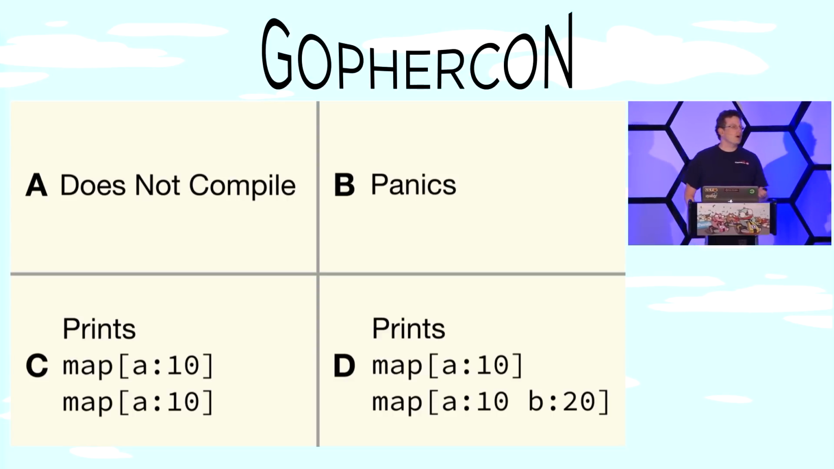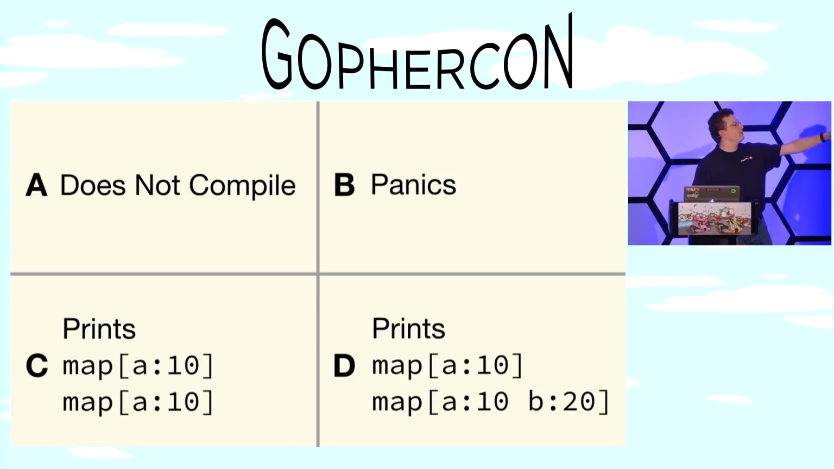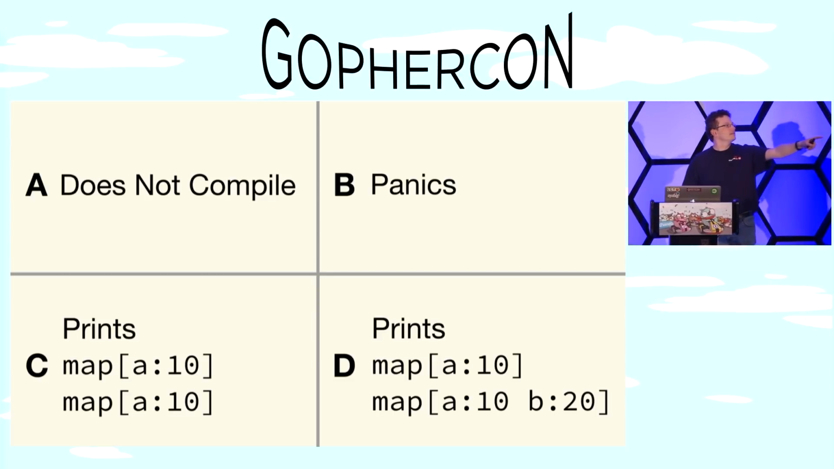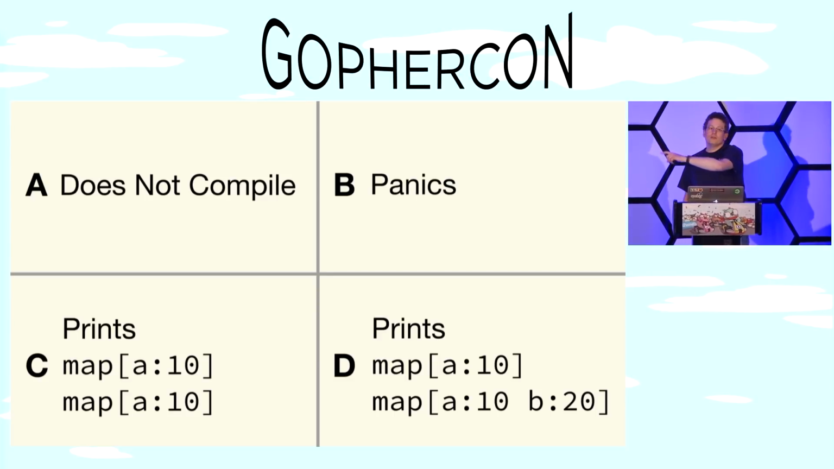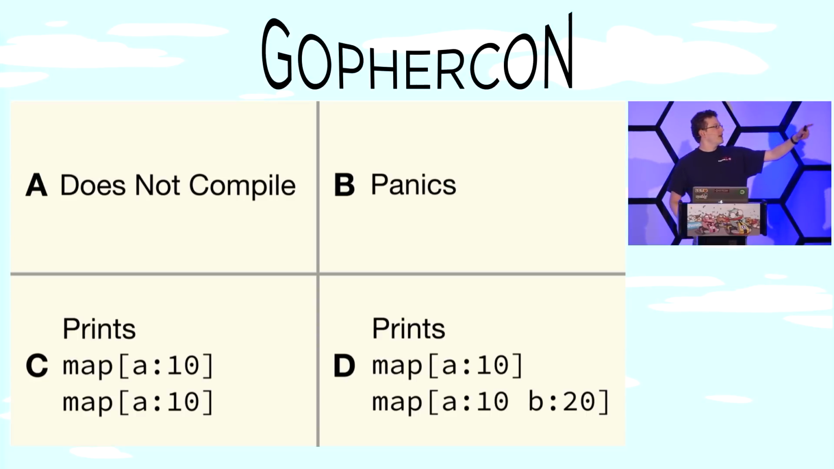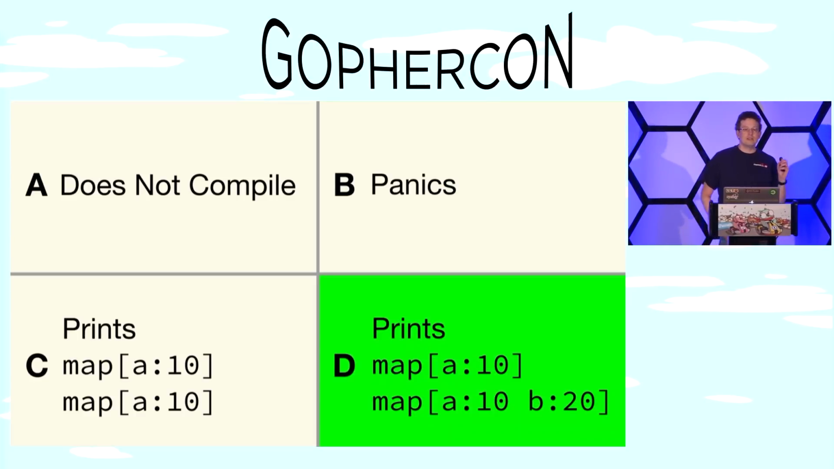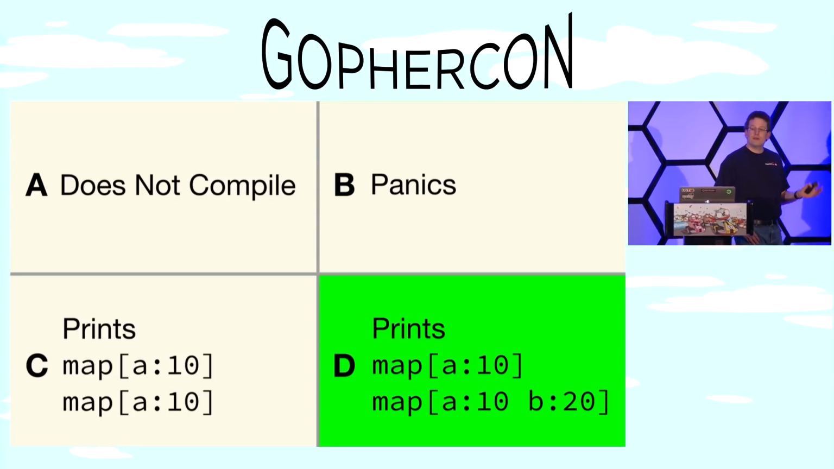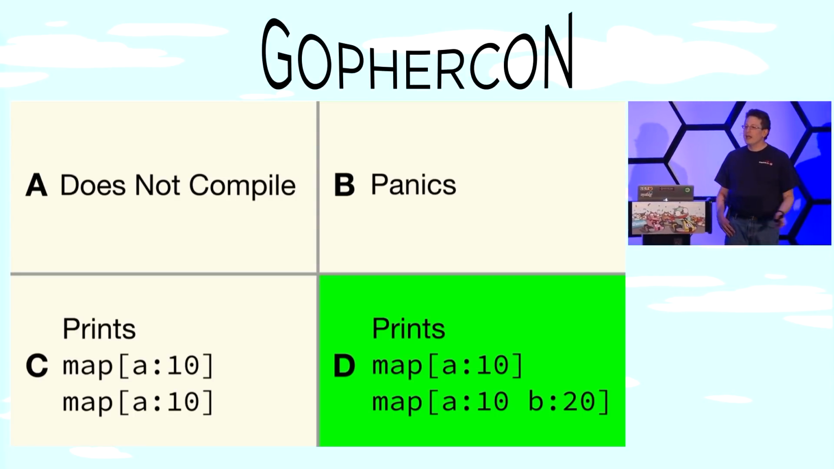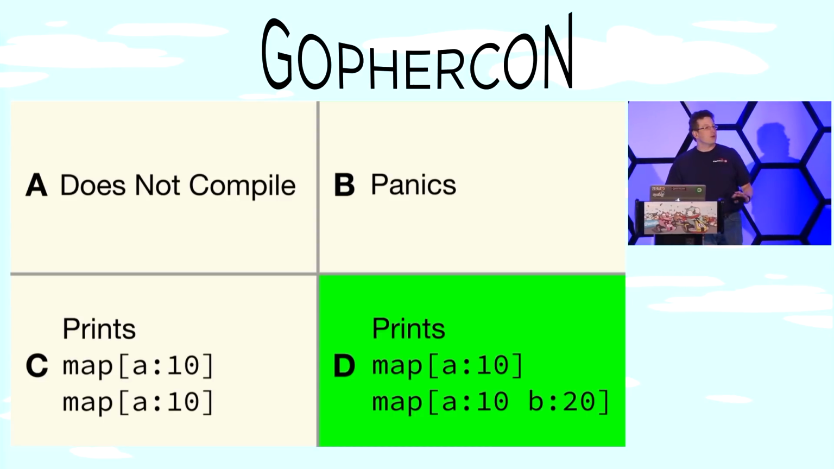C, who thinks the map stays the same, that both times it says A equals 10? All right. And D, who thinks the function call works? It says A equals 10, this says A equals 10, B equals 20. And yes, that is correct. The answer is D. If you pass a map to a function, you can add or modify or delete the items in the map, and the changes are visible in the calling function.